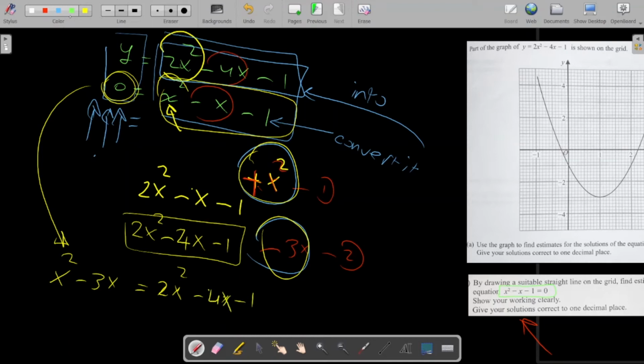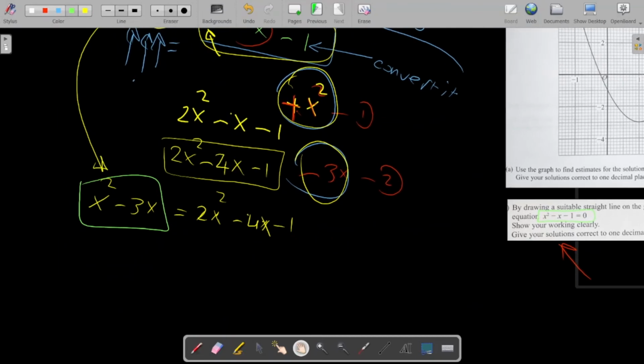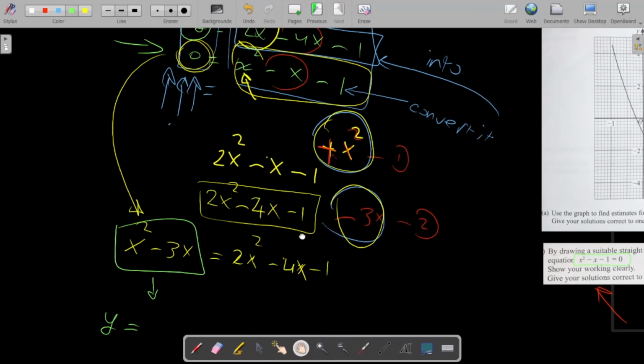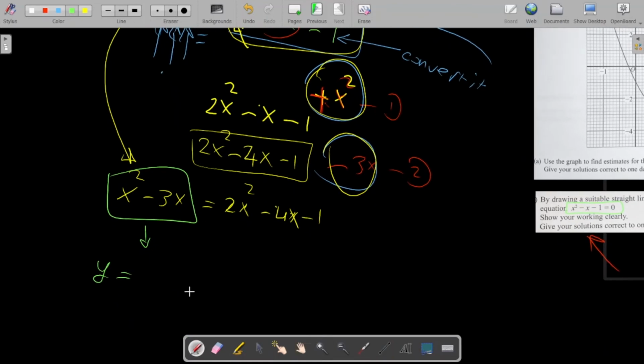What is the meaning of this? It means that this side now, this 0, is actually equal to y. What is the meaning of this? It means that this is representing what? This is the y that I'm talking about. This y is gonna be equal to this 0 after doing all the operations. Y is gonna be equal to x squared minus 3x.